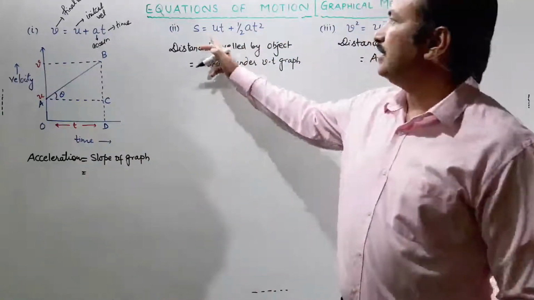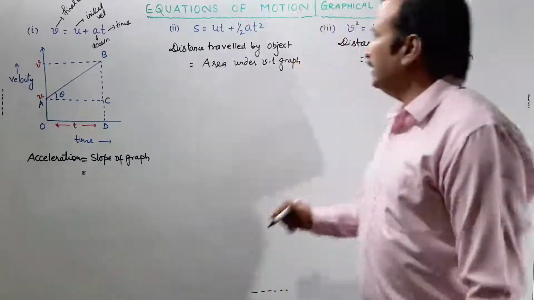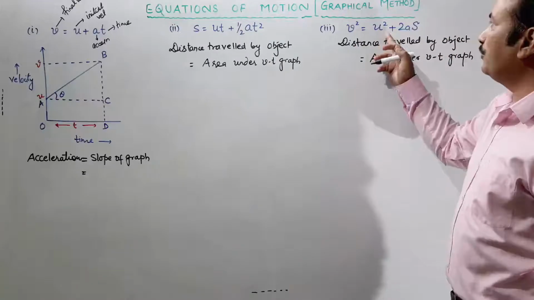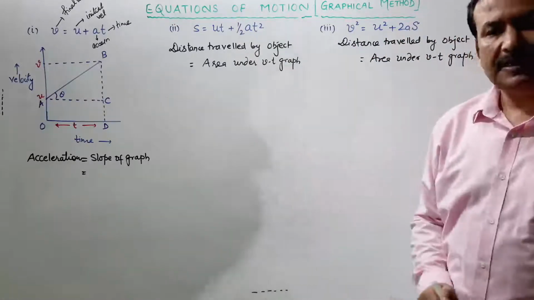Similarly, you have the second equation, S is equal to UT plus half AT square. Here S is the distance traveled by the object. In the third equation, we have V square is equal to U square plus 2AS. Again, S is the distance. Other things you know as we have written in the first case.